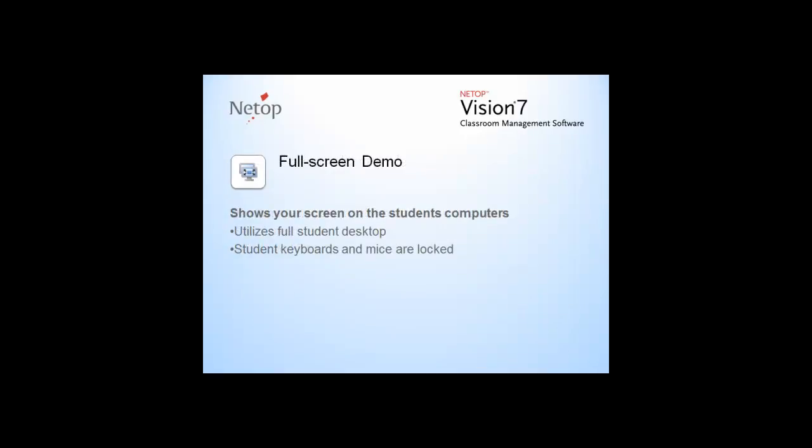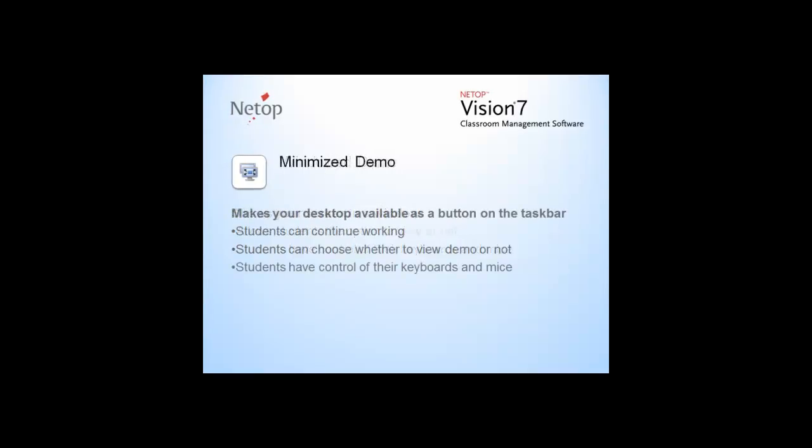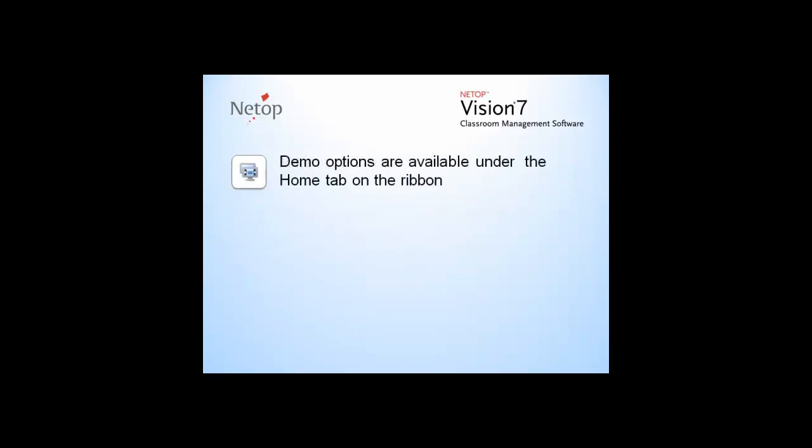A full screen demo shows your screen to the students' computers. It utilizes the full student desktop, and students' keyboards and mice are locked. A windowed demo shows your screen in a window on the students' computers. It allows the students the option to view or not. Students do have control of their mice and keyboard. A minimized demo makes your desktop available as a button on the taskbar. Students can continue working, but they can choose to view or not view the demo. Students do have control of their keyboards and mice. Demo options are available on the Home tab of the ribbon.